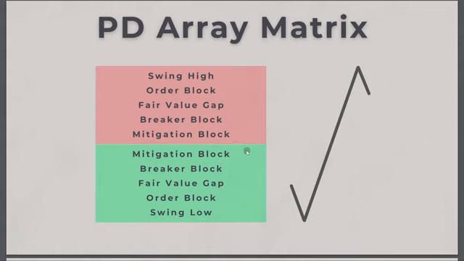Now, when looking at the half of the range below, the swing low is here, most likely. We have an order block here, and then above it a fair value gap, and then maybe a breaker block, and then a mitigation block. And then at 50% we start the same thing, but the opposite: a mitigation block here, breaker block, fair value gap. We have the high here and an order block here.